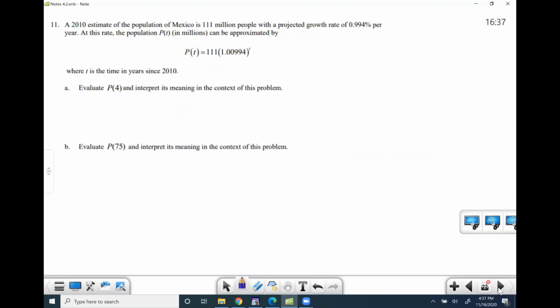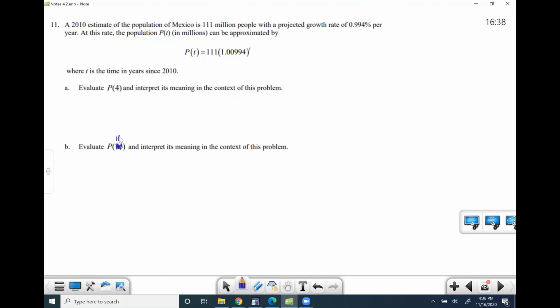In 2010, an estimate of the population of Mexico is 111 million people with a projected growth rate of 0.994% per year. At this rate, the population in millions can be approximated by that formula where T is the time in years since 2010. Ooh, we just had the 2020 census. We should go check and see how right it is. Let me change this from 75 to 10, so that way we can check the census. I don't know if they have their census results out yet, but let's look for it anyways.